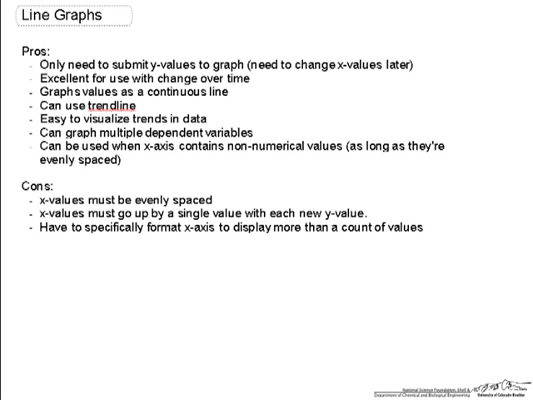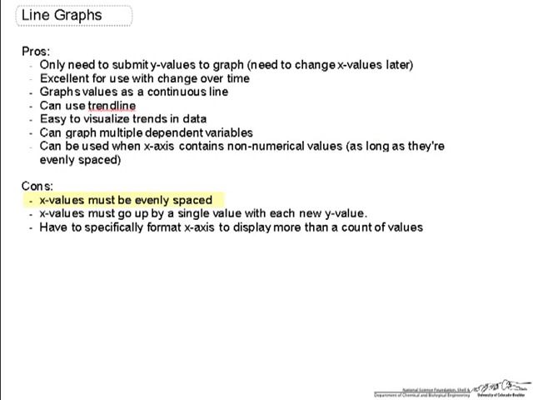So for line graphs, there's a lot of pros to using a line graph. For example, when you plot a line graph, you only need to submit y values to graph, although you'll have to change the x values later. It's excellent when you're using it with a change over time. You can graph values as a continuous line. You can still use a trend line with a line graph. It's easy to visualize trends in data. You can graph multiple dependent variables on the same graph, and it can be used when the x-axis contains non-numerical values, as long as they're evenly spaced.